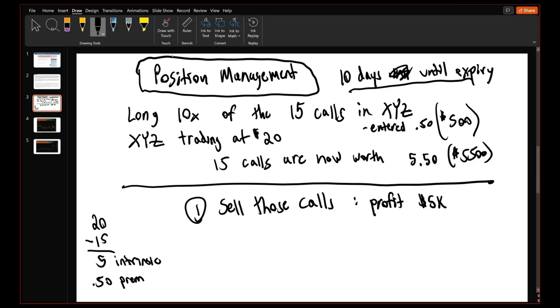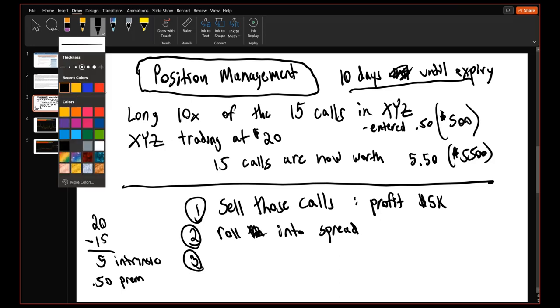Two, we could sell some higher up calls. I guess we could sell those 20 strike calls. I don't really like doing that. Kind of bad in this example. So we could roll that into a spread. The third thing that we can do, and many don't realize this, and I'm going to write this in red. I want to explain to you why.